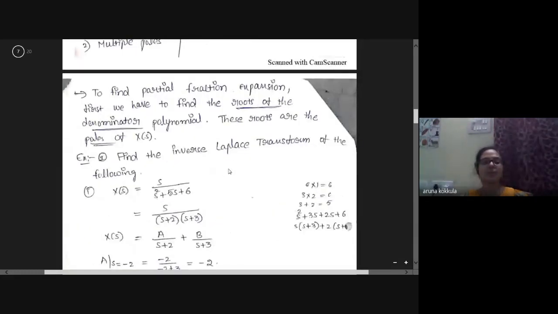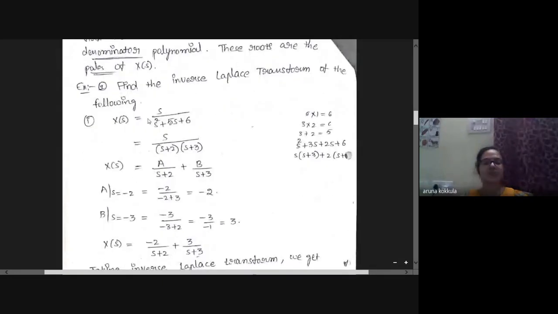The first problem: find the inverse Laplace transform of the following function: s by s square plus 5s plus 6. Try to find out the roots for the denominator polynomial. I got the roots as s plus 2 into s plus 3 by using this procedure, and try to find out the coefficients a and b.